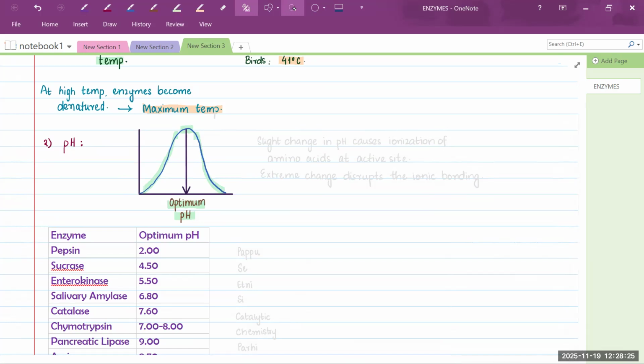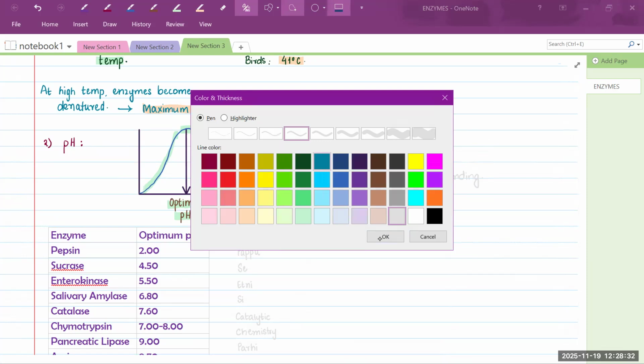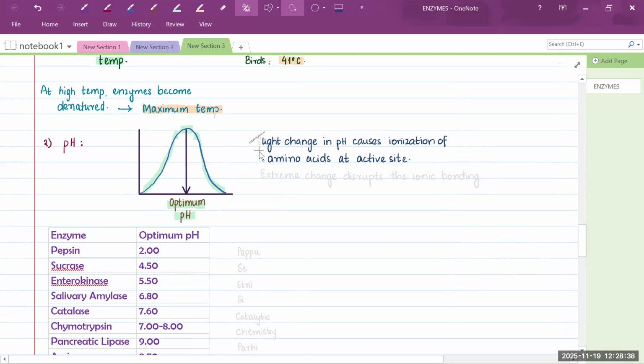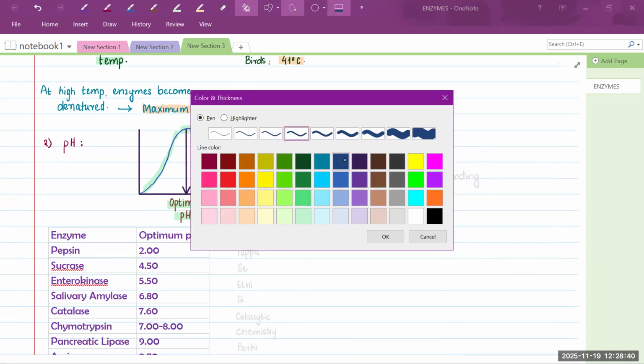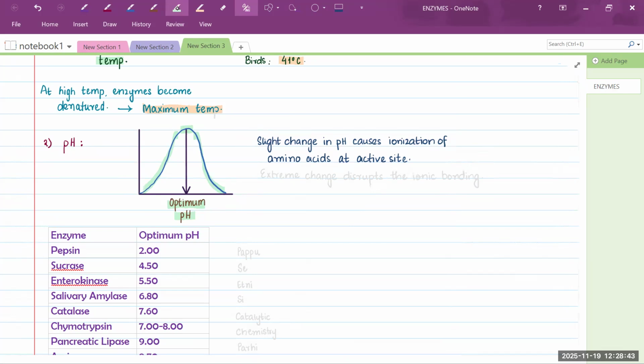So we can say slight changes in pH cause ionization of amino acids at the active site. That is not as severe as when there are extreme changes in pH. When there are extreme changes in pH, this disrupts the ionic bonding, and when the ionic bonding is disturbed, the function of the active site is lost.